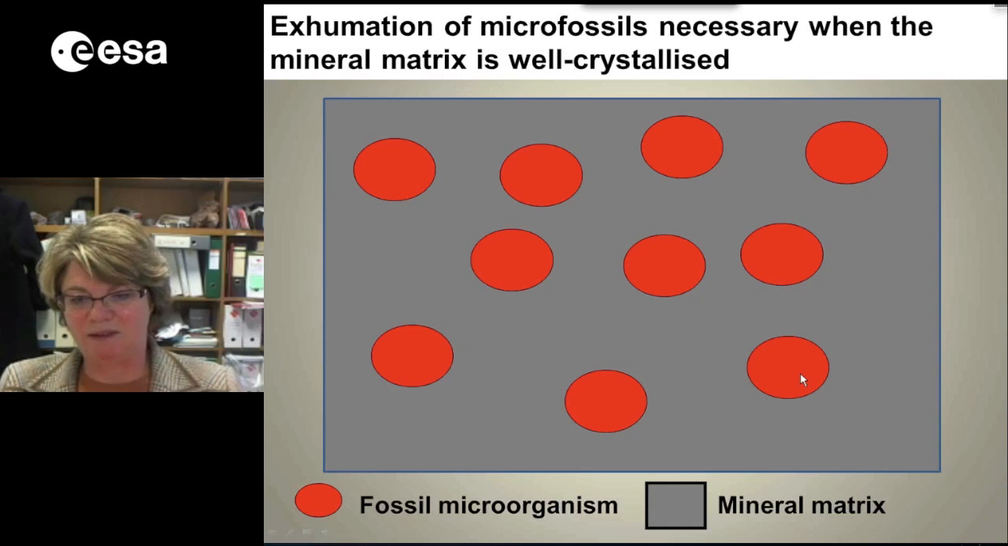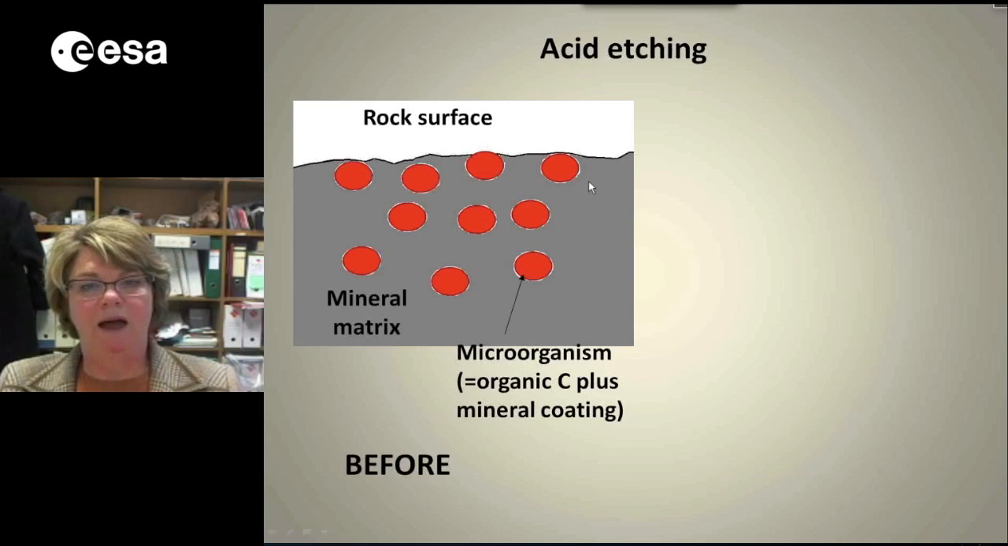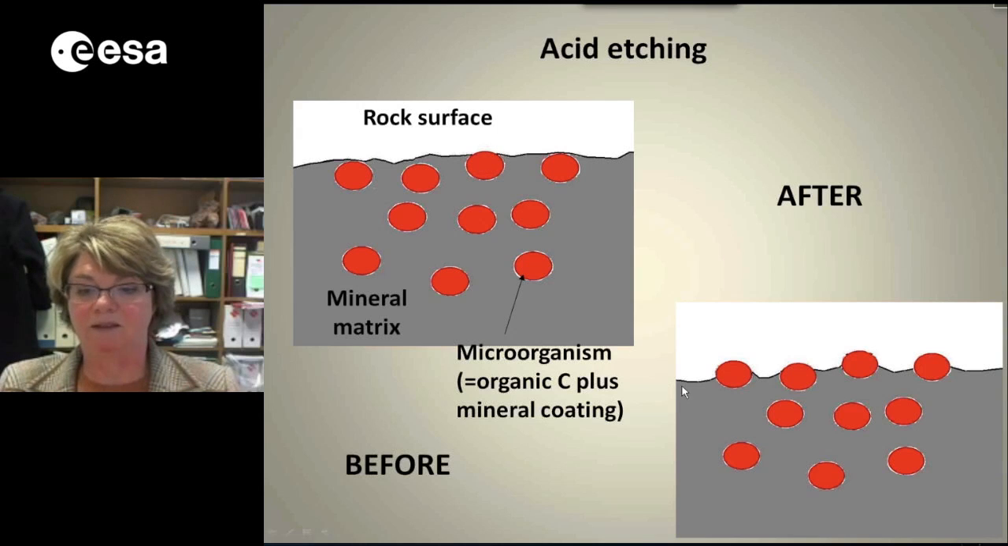The microorganisms have been silicified. The grey area is pure silica. But although the microorganisms have been silicified, they still contain organic matter. So it's basically dirty silica. And here, if we take a rock surface like the one I showed you, where we have the dirty silica microorganisms within the pure silica matrix, what we need to do is to etch the surface with acid to eliminate the pure mineral, the quartz matrix, and expose the impure mineral, which is the fossilized microorganism, so that the microorganisms are exposed.